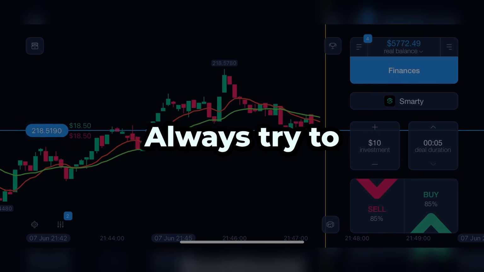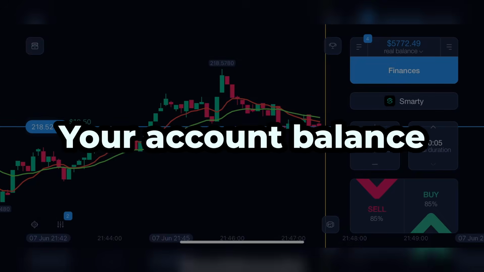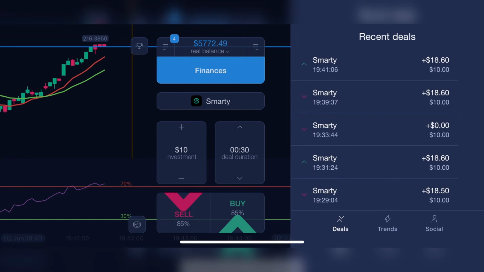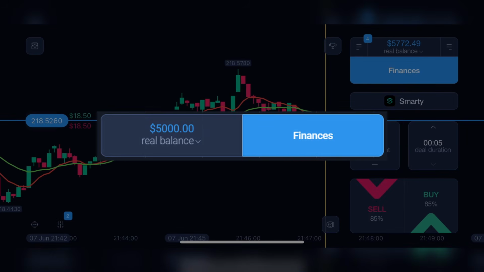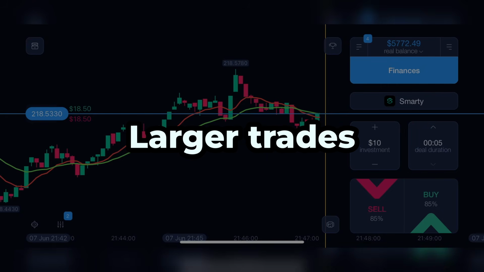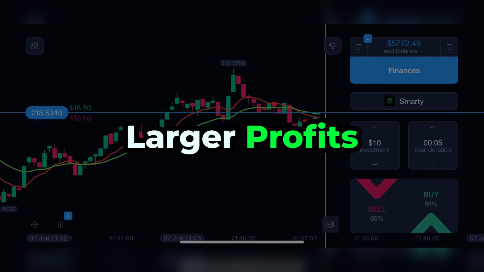Keep in mind, always try to slowly build up your account balance like this. Once you have a large amount of balance in your account, you can place larger trades, earning larger profits.